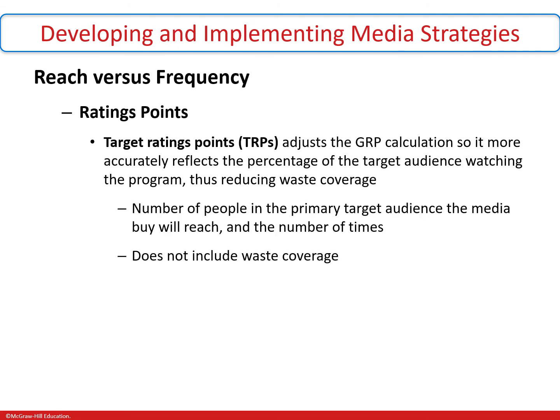We also can calculate our target rating points, which adjust the gross rating points calculation so that it more accurately reflects the percentage of the target audience watching the program, thus reducing waste coverage. Because TRPs, or target rating points, look at the number of persons in the primary target audience that the media buyer will reach and the number of times. And this particular estimate does not include waste coverage.